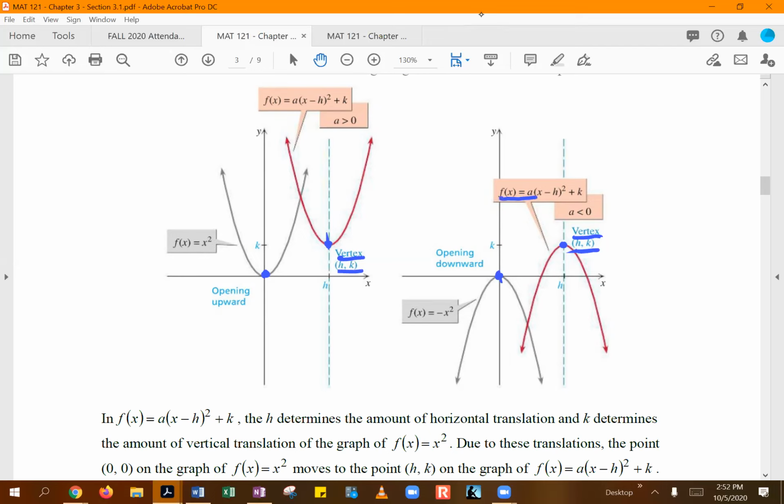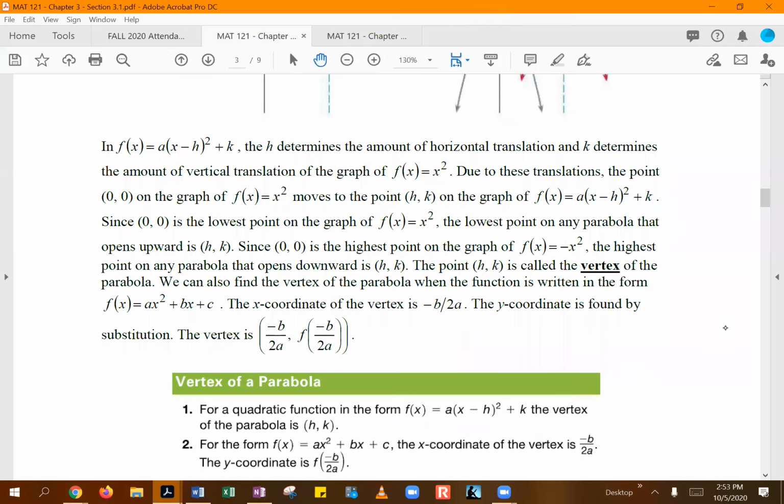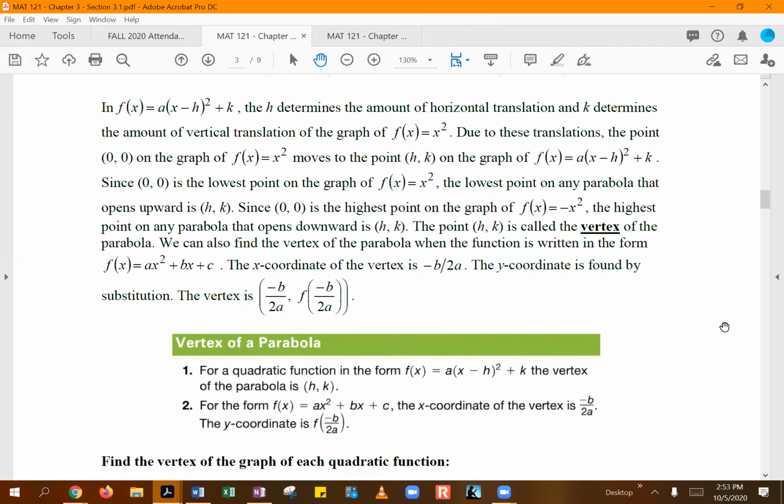And those values of h and k are basically coming from the equation of our parabola when it's written in the transformation form. So if your equation is in the transformation form, it really becomes easy to find what the vertex of our parabola is going to be. And we're kind of talking about that here in the paragraph. So the point (h, k) is what we call the vertex of our parabola.